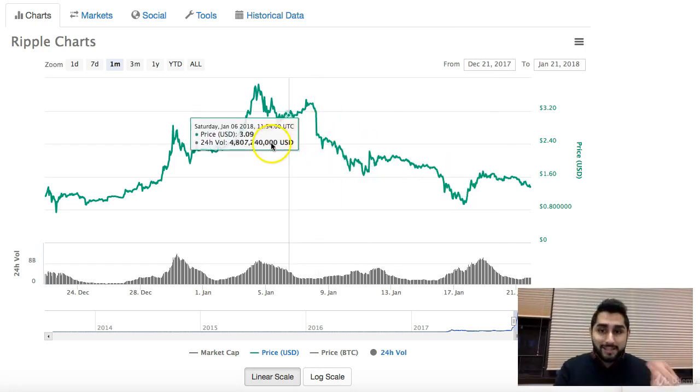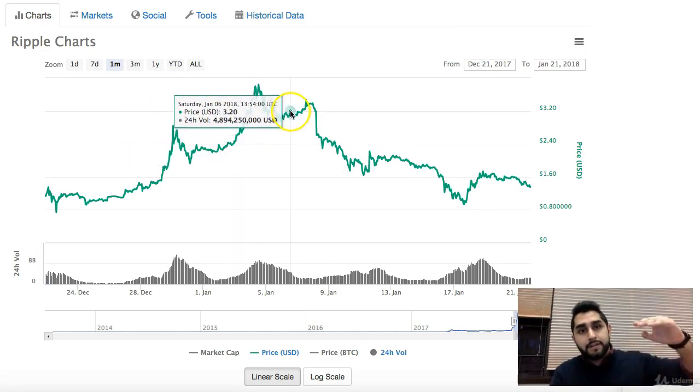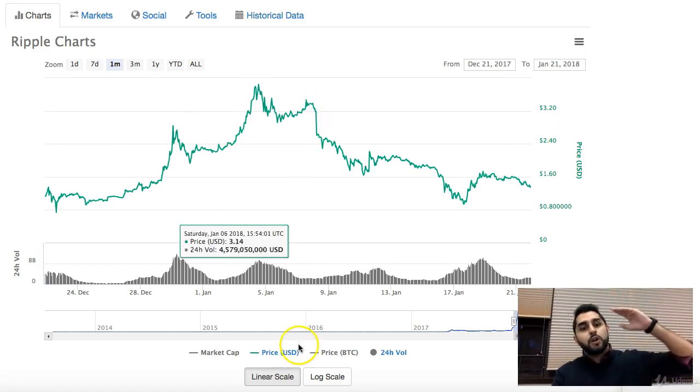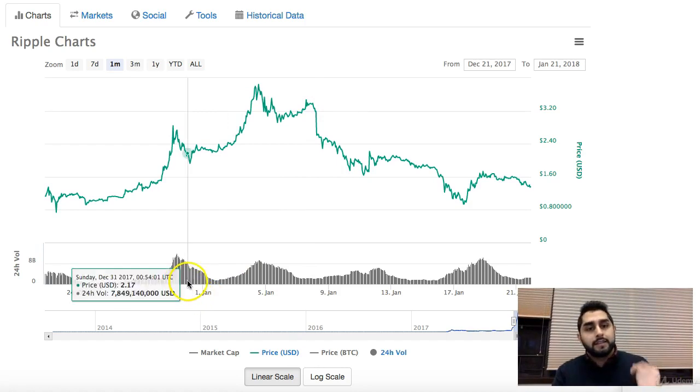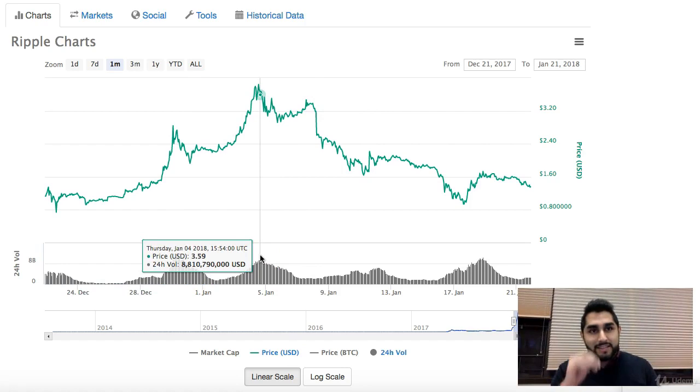But when a resistance point breaks, when a top part of it, where every time it hits a point it goes back down, once that breaks and the stock goes up, usually you can rely that the crypto, or the altcoin, is going to go up. And that is a great concept.